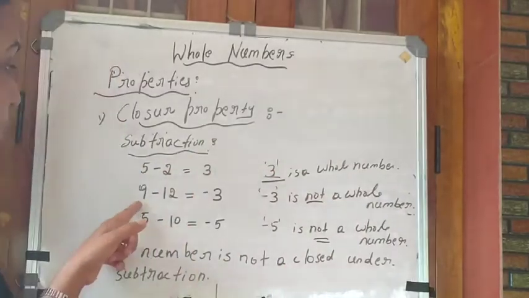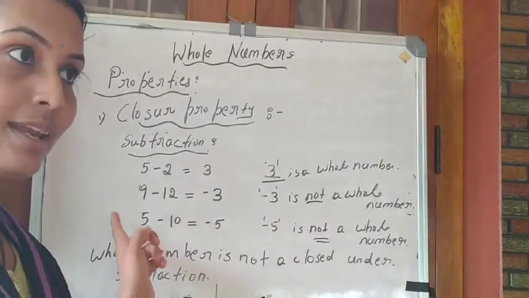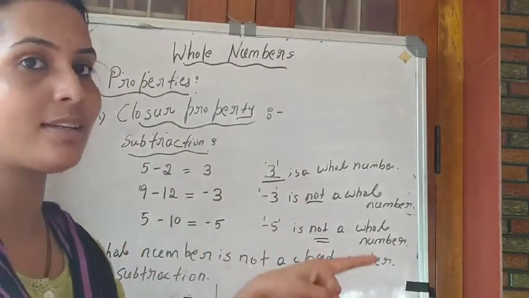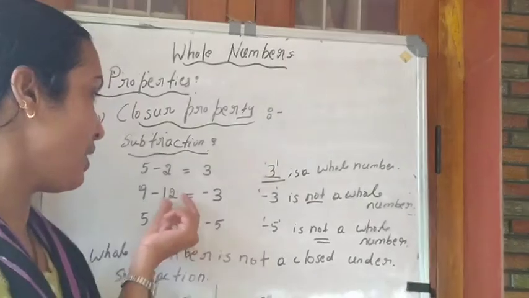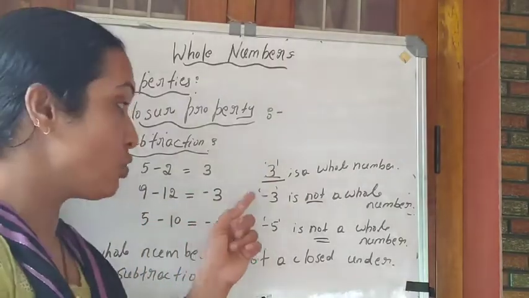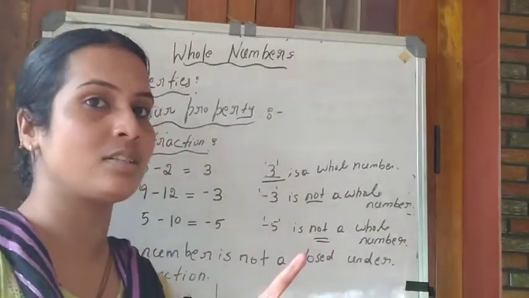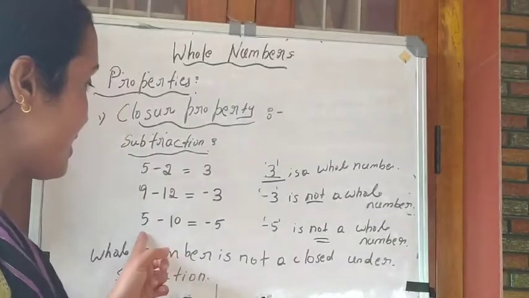And I have taken one more example. 9 is a whole number, 12 is a whole number. 9 minus 12. While subtracting, the sign of the greater number is minus, so we will get minus 3. But minus 3 is not a whole number. It is an integer. And see the next example.